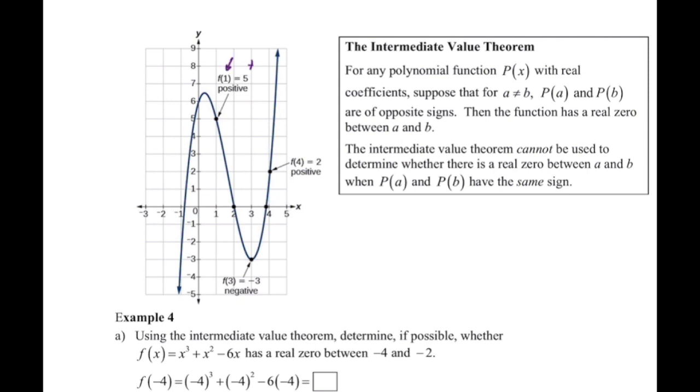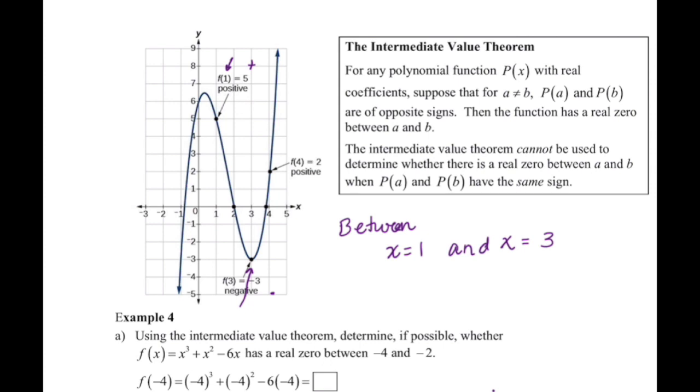I ended up with a positive 5. But when I substituted 3 in, I end up with a negative value. Therefore, somewhere between x is 1 and x is 3, there must be a 0 in between because we go from a positive result to a negative result.